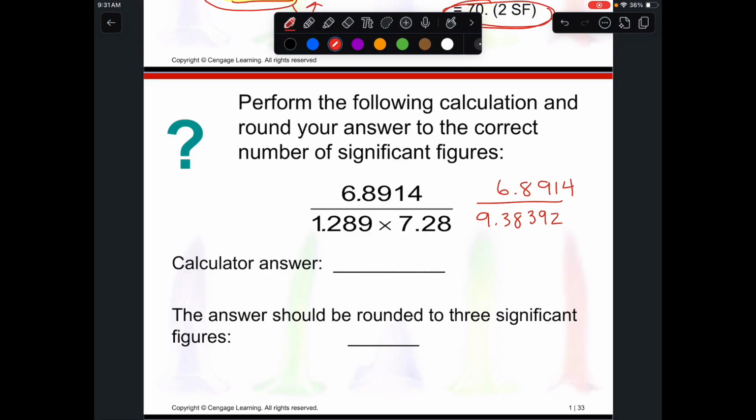Okay, now when I divide this, my calculated answer is 0.7343839, and there's a lot of extra, but I know I'm not going to need more than that, so I'm just going to go ahead and write that.